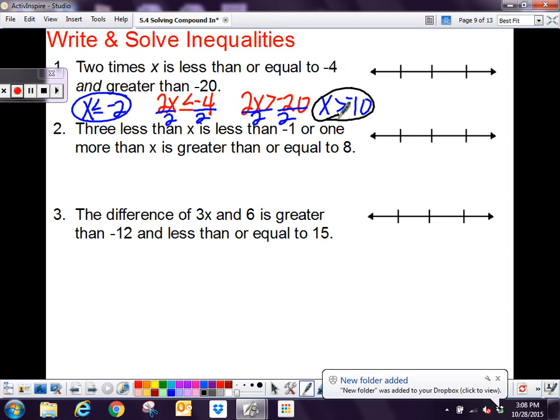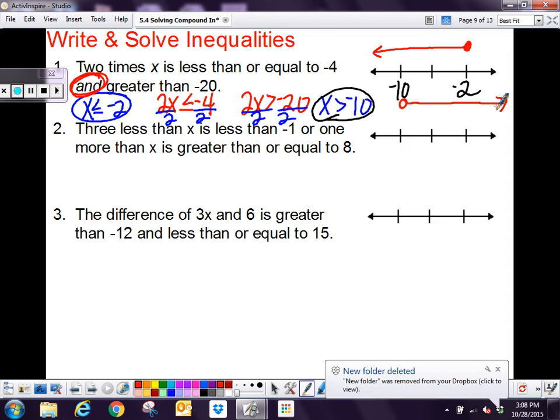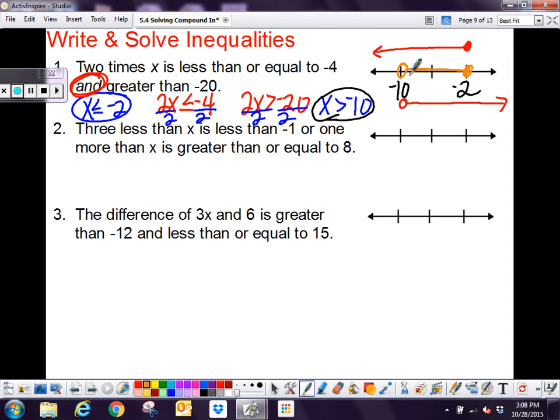Okay, so I'm going to throw both of those numbers on my number line. Notice this is an AND statement, so we're going to be looking for where these two overlap. So I have everything less than or equal to negative 2, and I have everything greater than negative 10, and the area that they overlap is everything from -10 to 2. Everything in the middle.